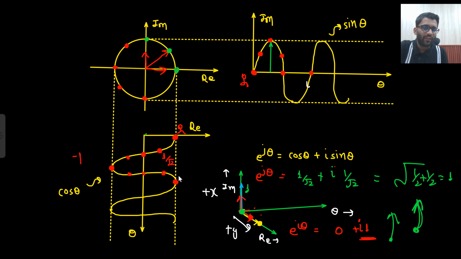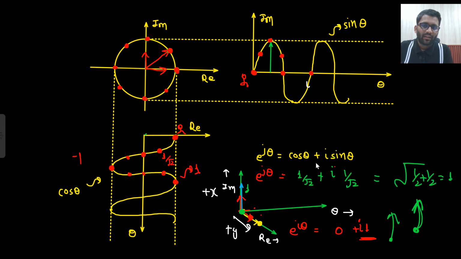So here what is the magnitude of real? 1. And what is the magnitude of imaginary? 0. That means again I have reached this point. Are you getting this point? I am walking on this circle only. Are you able to visualize it?